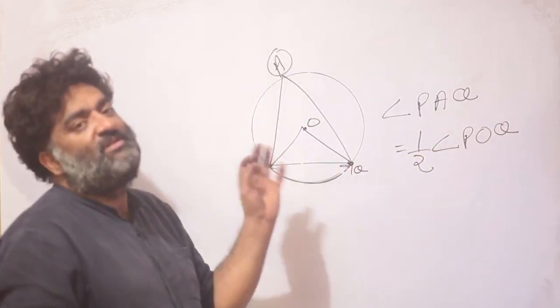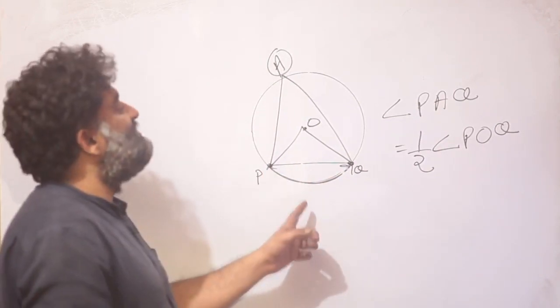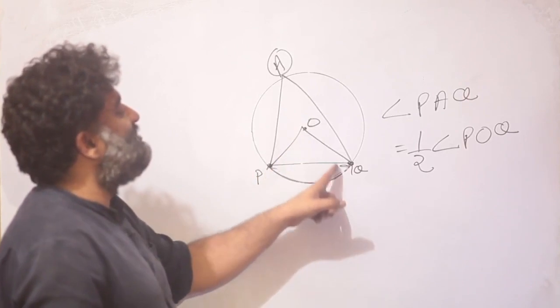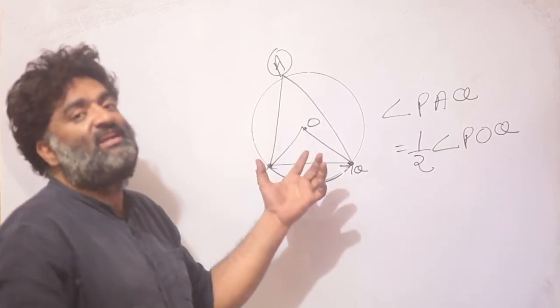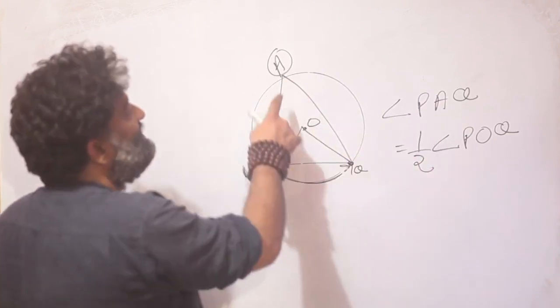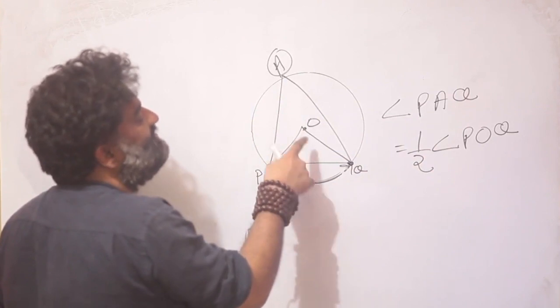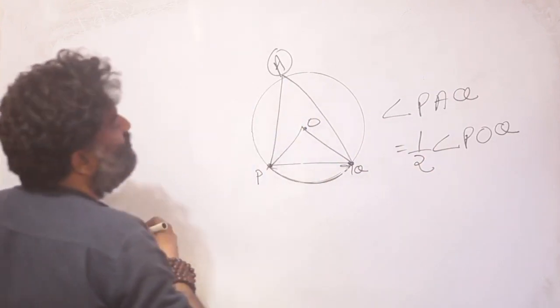And the language interpretation of this, or the language in the theorem, would be that the angle subtended at the center, angle POQ, is going to be twice or double the angle subtended at any other point. So we are going to try and prove this, that this angle is half of this angle, or this angle is twice this angle. So how will we go about doing that?